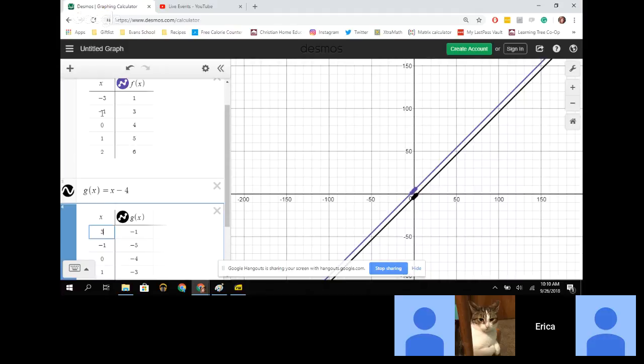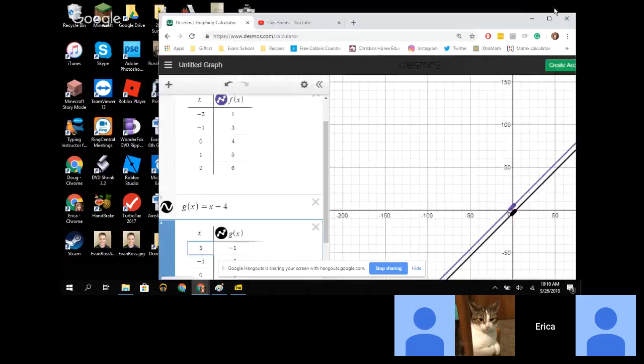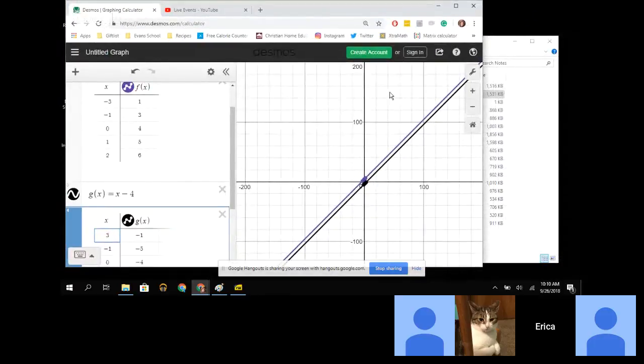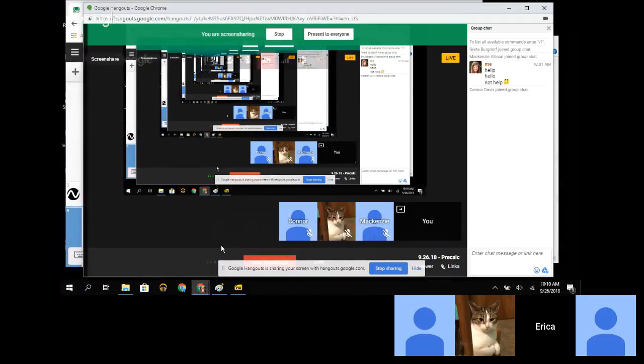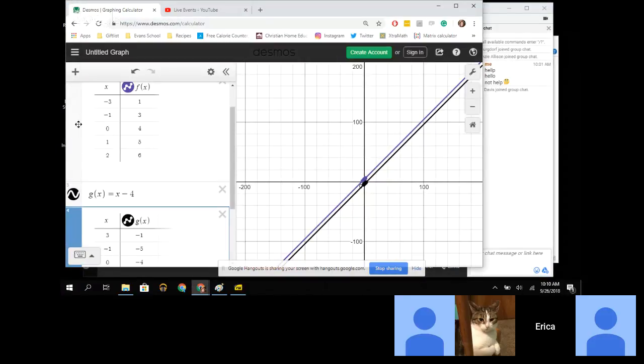Okay. Does that make sense or not? That's kind of the general definition of inverse functions, that you're basically flipping the domain and the range. If you're able to flip the domain and the range, that means they're inverses. You guys feel comfortable with that?